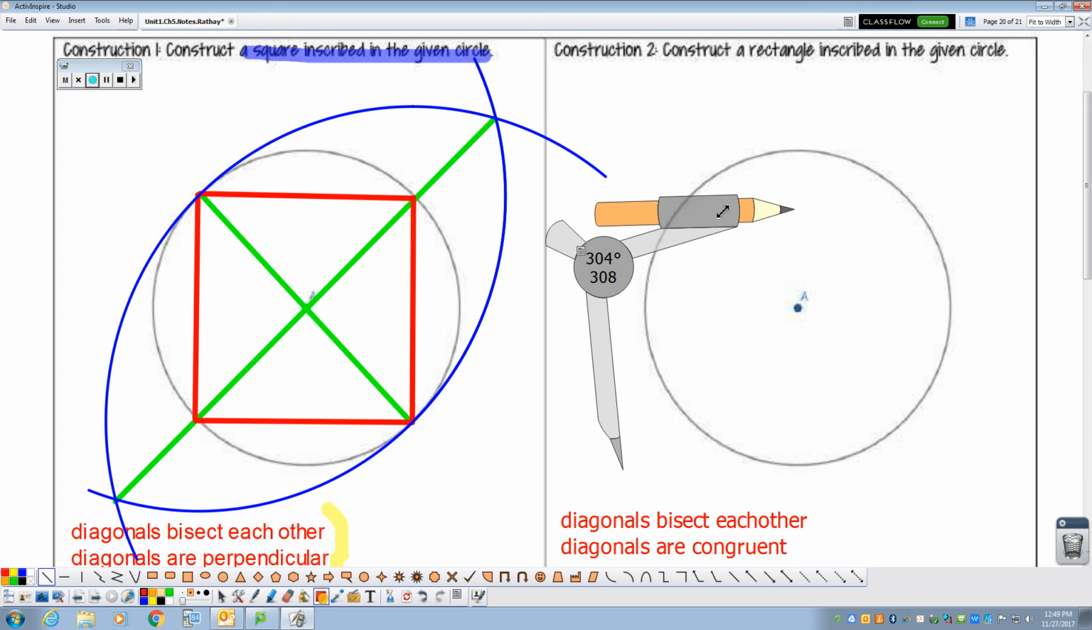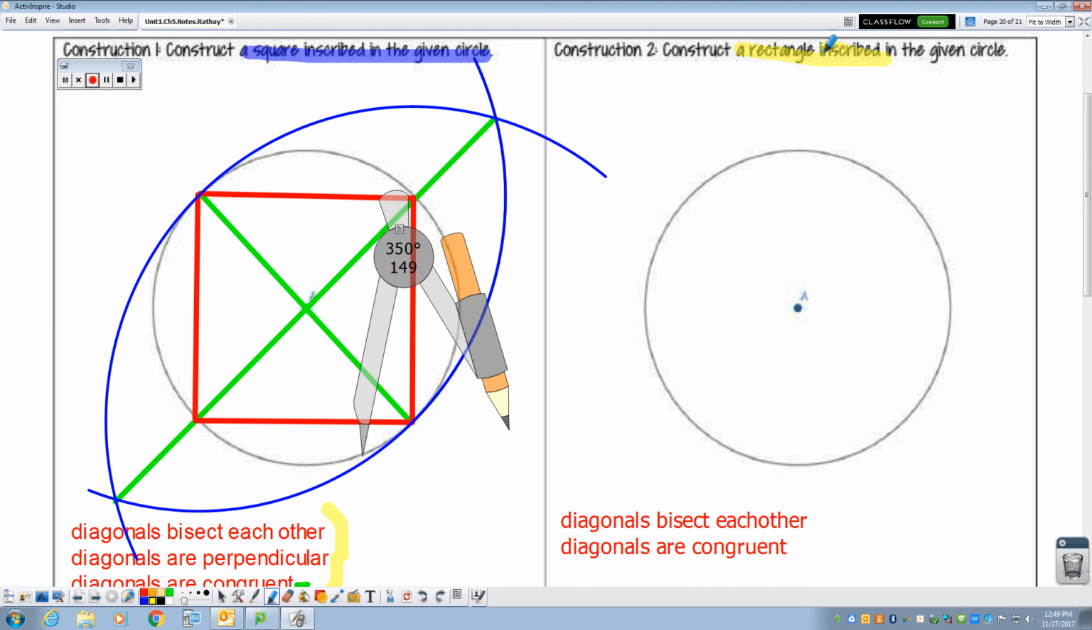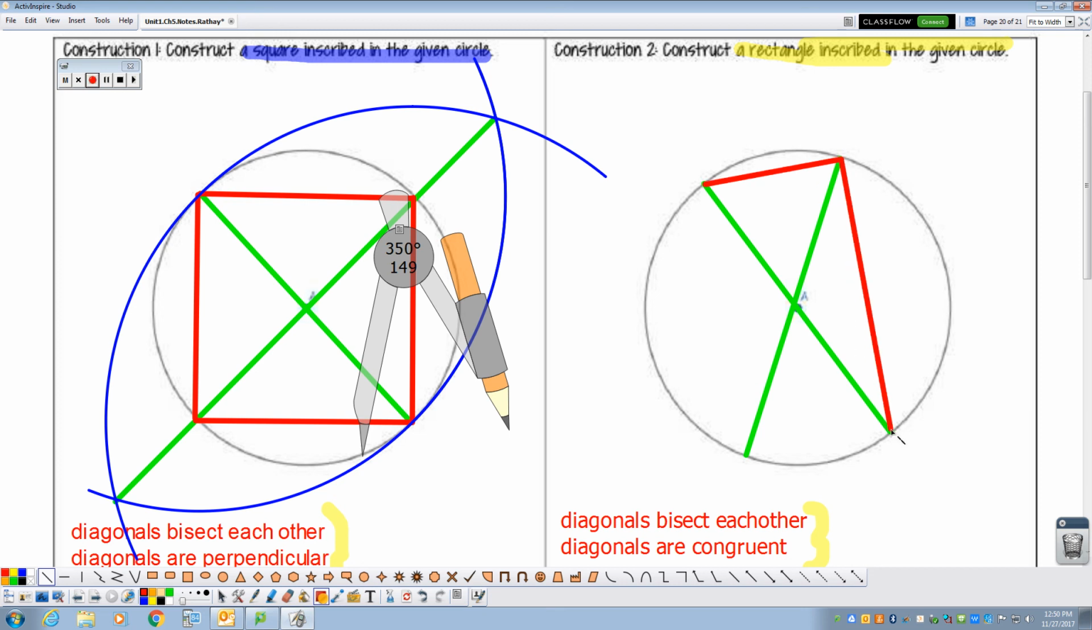The second construction asks us to make a rectangle inscribed in a square. So for this one, technically, you could do the same exact construction we just did because a square is a rectangle. However, for a rectangle, our diagonals just have to be congruent and bisect each other. That perpendicular piece is gone. So if I draw this guy, any other diameter I draw, no matter where I draw it, is congruent and it bisects that. I'm done. I don't even need a compass. I have diagonals that bisect each other and they are congruent, and therefore I have a rectangle.